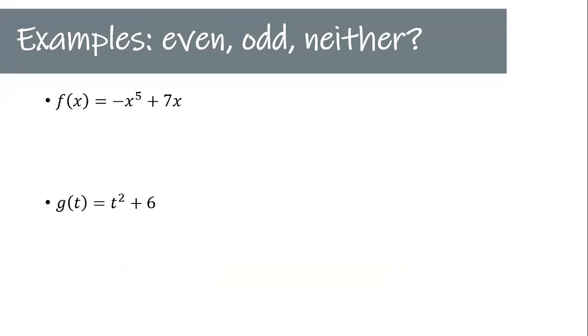Let's look at a couple of examples. We want to know if these are even, odd, or neither. So f of x equals negative x to the fifth plus 7x. Take a moment to pause and find f of negative x.